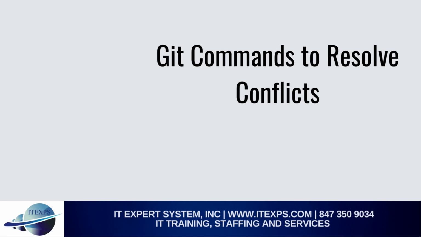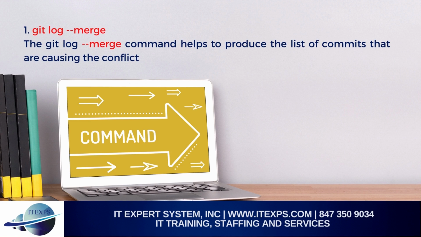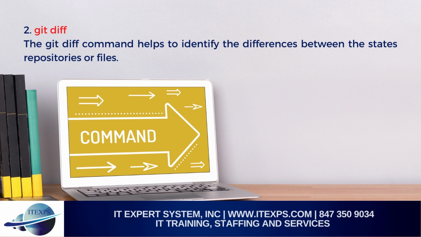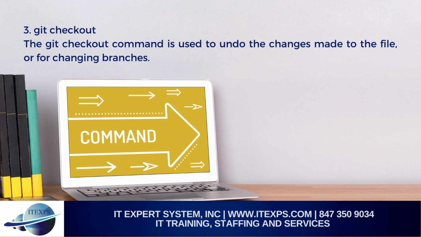Git commands to resolve conflicts. Git log --merge. The git log --merge command helps to produce the list of commits that are causing the conflict. Git diff. The git diff command helps to identify the differences between the states of repositories or files. Git checkout. The git checkout command is used to undo the changes made to the file, or for changing branches.